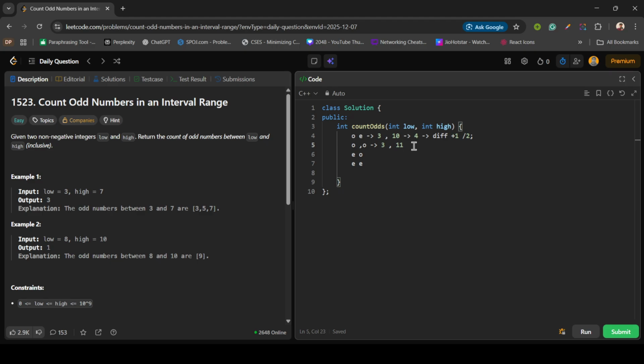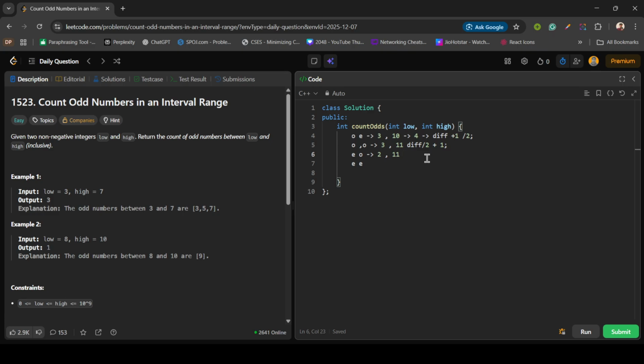Now 8 divided by 2. So here it will be difference divided by 2 plus 1 in this case. And if the first is odd and the second is odd, for example 3 and 11. And if the first is even and the second is odd, for example 2 and 11, here it will be 11 minus 2 is 9, and 9 divided by 2 is 4.